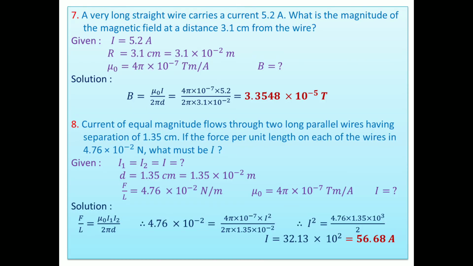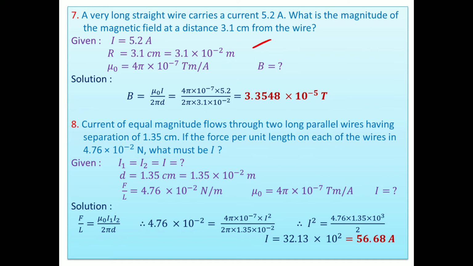Now we are going forward. Another numerical. A very long straight wire carries a current of 5.2 ampere. What is the magnitude of the magnetic field at a distance of 3.1 centimeter from the wire? Current is given as 5.2 ampere. R is given as 3.1 centimeter distance. Actually, it is not R, D is the distance, but R was taken by mistake. So 3.1 into 10 raised to minus 2 meter.